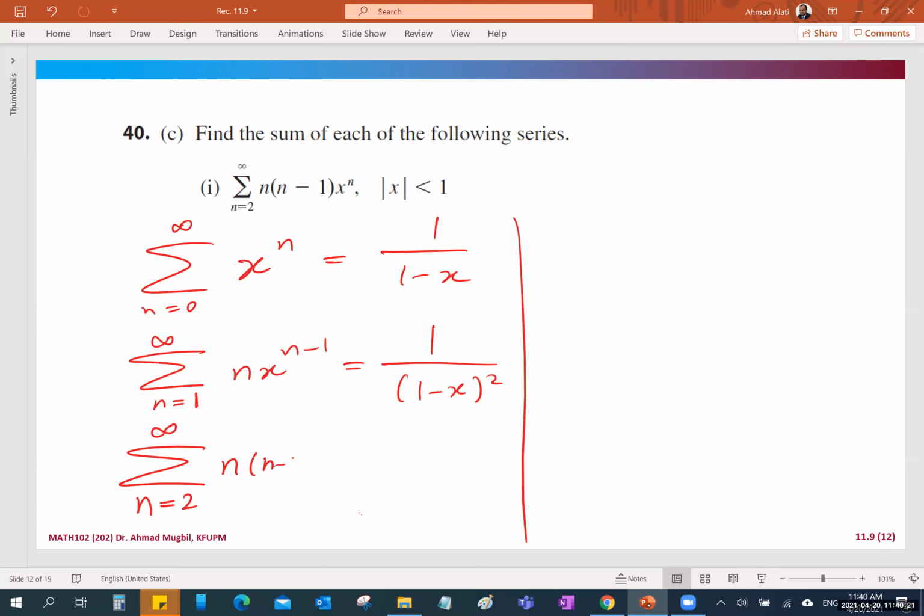It will be n multiplied by (n minus 1) x to the power n minus 2. This equals what? What is the derivative of this side, Nawaf? We add 1 to the power.